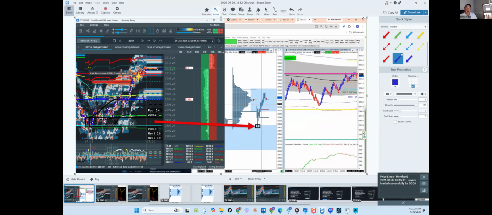But this is a perfect example. So I missed this trade because this was this move down. I got run over on this one. Then I took the reversion trade. Remember, I was talking about the reversion trade. I took this, I got run over coming back. And I missed this trade, right?